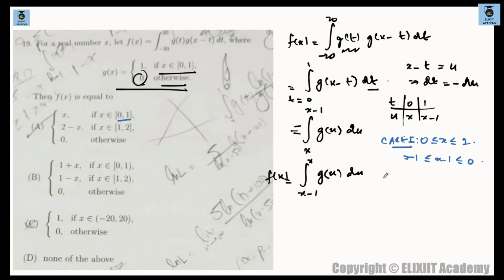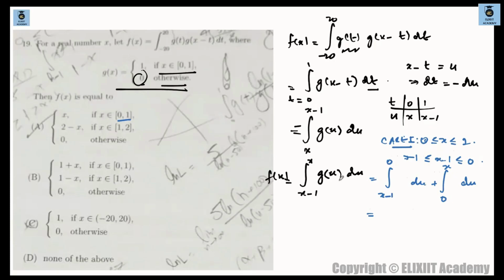So what will happen over here? This integral will become the integral from x minus 1 to 0. We can break it in this way, because the lower limit is x minus 1, so x minus 1 to 0, breaking at 0, du, plus the next range, from 0 to x, du.